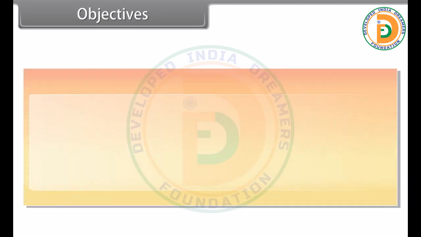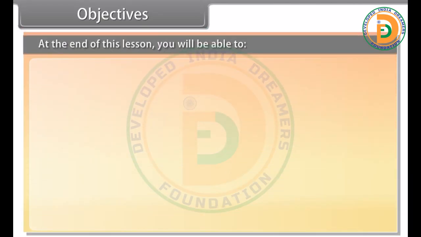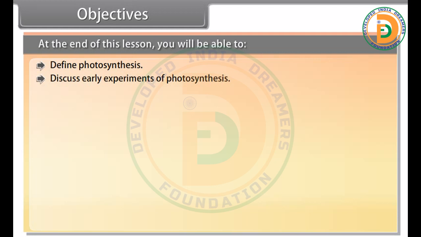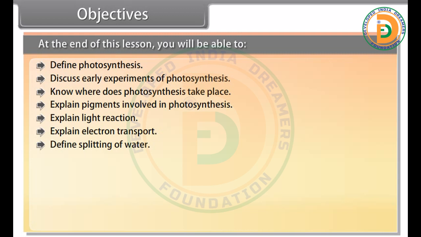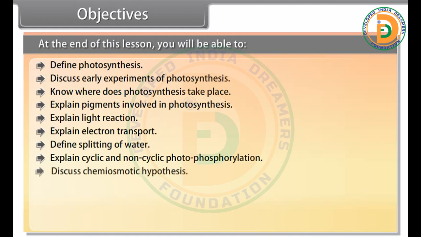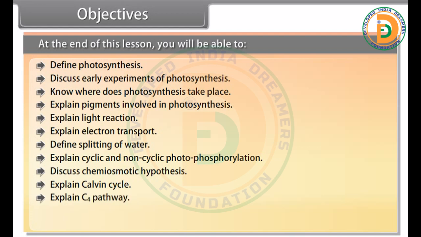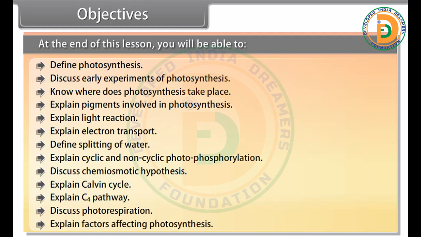Objectives. At the end of this lesson, you will be able to define photosynthesis, discuss early experiments of photosynthesis, know where photosynthesis takes place, explain pigments involved in photosynthesis, explain light reaction, explain electron transport, define splitting of water, explain cyclic and non-cyclic photophosphorylation, discuss chemiosmotic hypothesis, explain Calvin cycle, explain C4 pathway, discuss photorespiration, explain factors affecting photosynthesis.